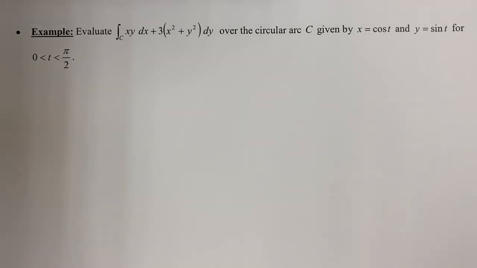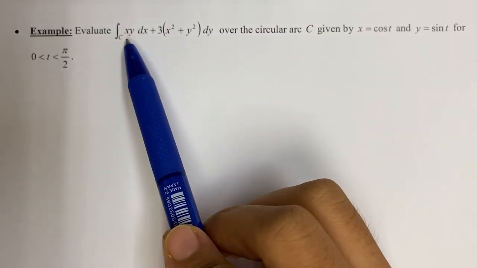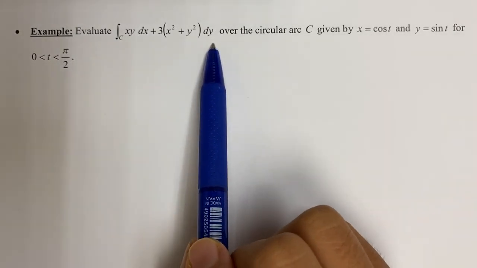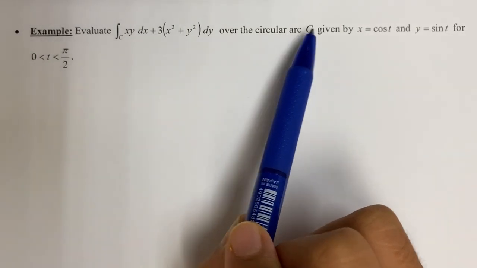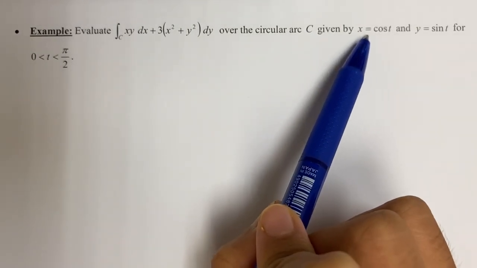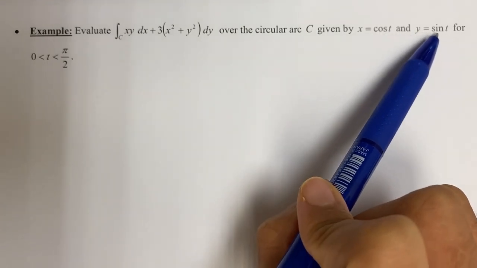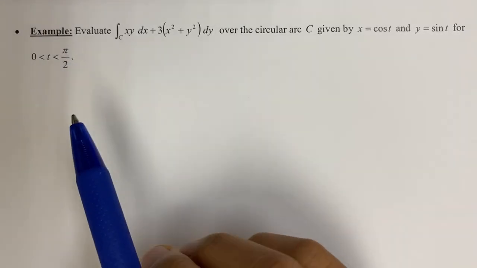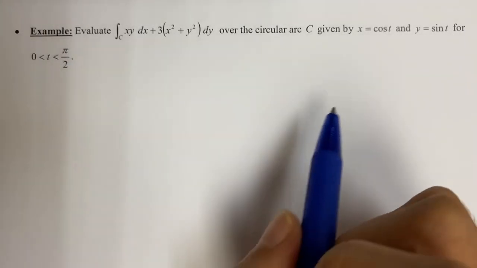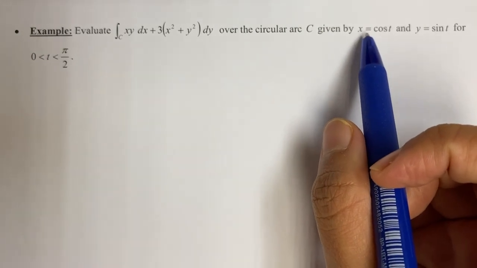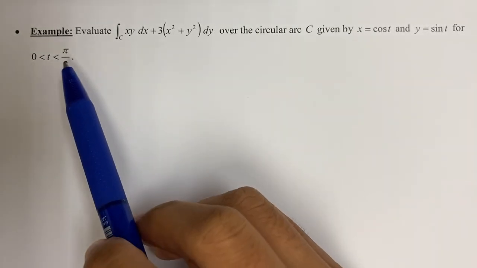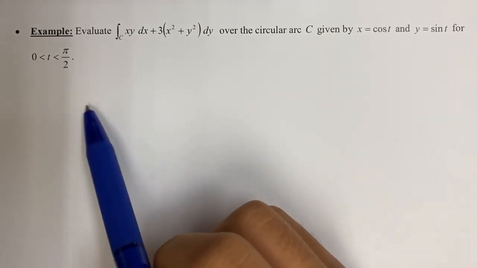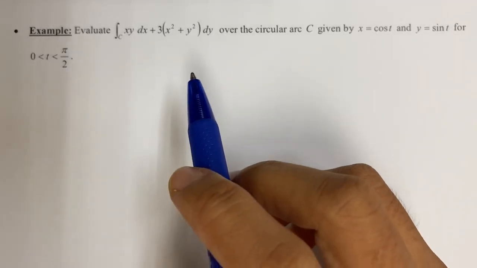Evaluate the integration over C of xy dx plus (3x square plus y square) dy over the circular arc C given by x equal to cos t and y equal to sin t for 0 ≤ t ≤ pi over 2. So t is in between 0 to pi over 2. We know the circle is with radius 1, and we are just considering the first quadrant, so t is from 0 to pi over 2.